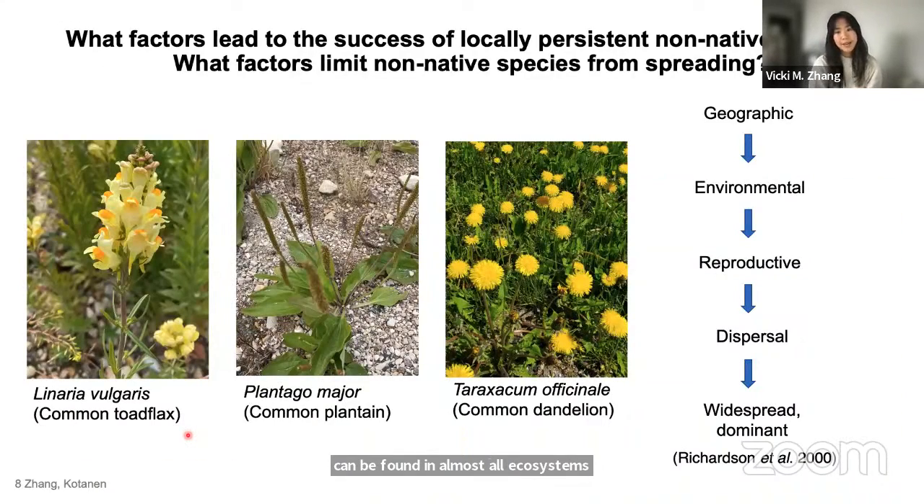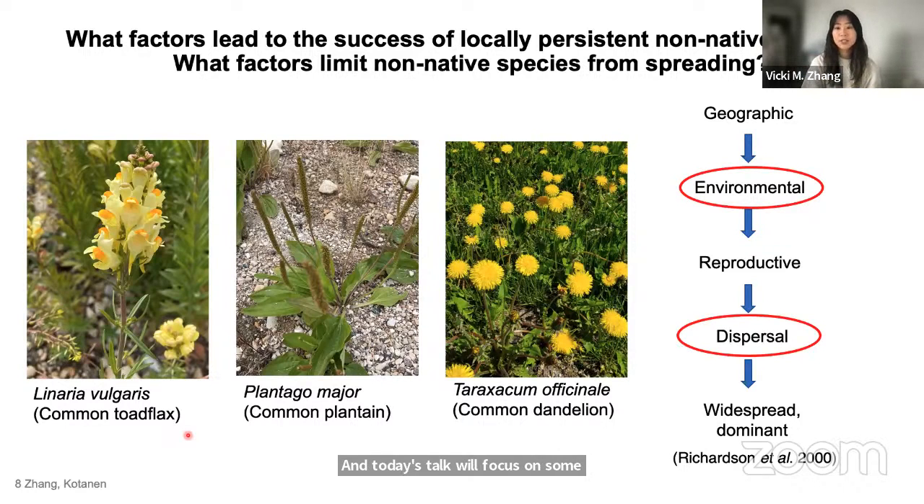So our lab studies factors that might promote the persistence of non-native species or limit their spread as a barrier in these northern environments. So we conduct fieldwork on the ground in Churchill using many non-native model species, including some familiar ones that you might recognize here, such as common toadflax, common plantain, and common dandelion. And today's talk will focus on some experimental results that came from testing several environmental barriers, as well as the dispersal ability of some non-native species. But I'm happy to also talk about some reproductive observations or reproductive barriers that we've observed through doing this work as well.